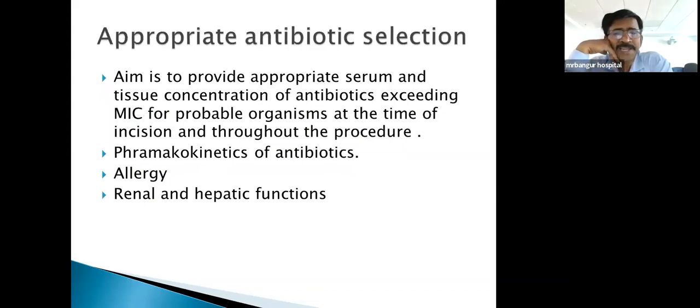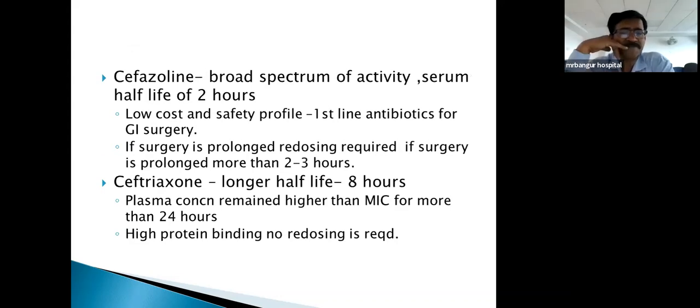So how to select the appropriate antibiotic in a particular situation? The aim is to provide appropriate serum and tissue concentration of the antibiotic exceeding the MIC for the probable microorganism at the time of incision and throughout the procedure. So the pharmacokinetics of the antibiotic is important. One should be aware of allergy to the particular drug, and be cautious about renal and hepatic function if the drug needs the kidney and liver for its excretion.